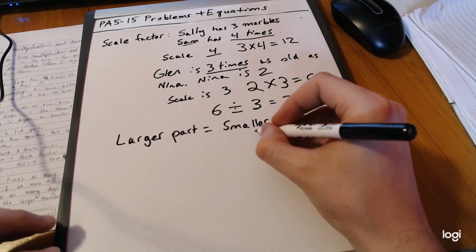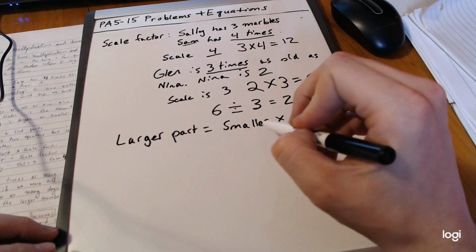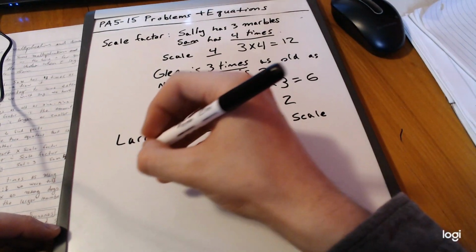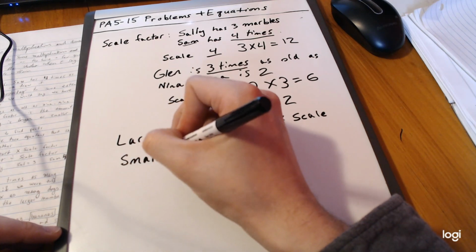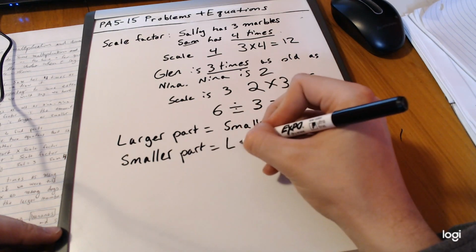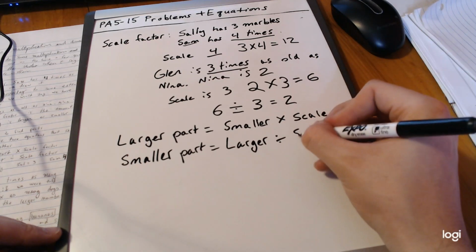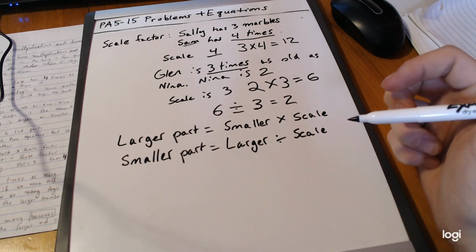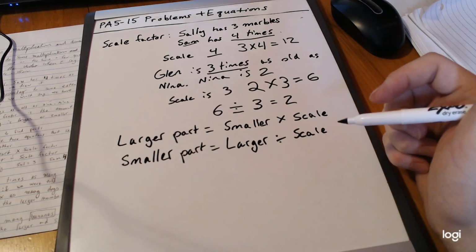So if you're given the smaller one and the scale, like we were given here with Glenn and Nina, so Nina was the smaller number and the scale was given as 3, then we can find Glenn's age. Now, if you are given the larger number and you're looking for the smaller part, you're going to take the larger number and divide it by the scale, because if he's 3 times larger, then you can also divide that by 3 to find his younger sister Nina's age.